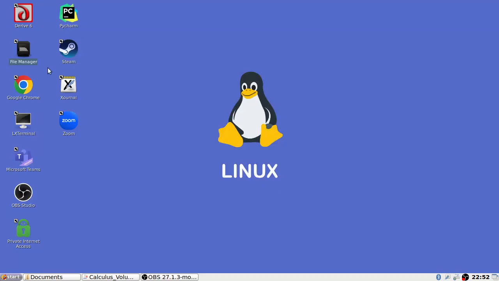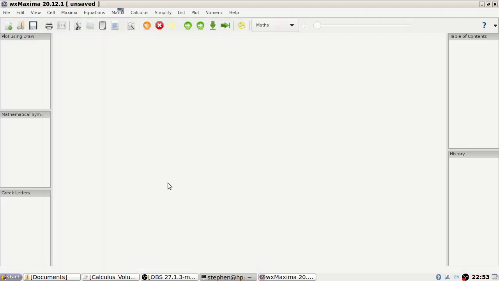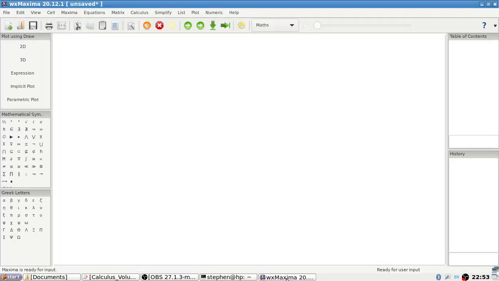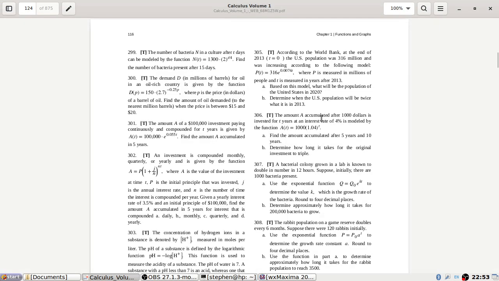Okay, let's get looking at the last few questions here. According to the World Bank, at the end of 2013, the US population was 316 million and was increased according to the following model.